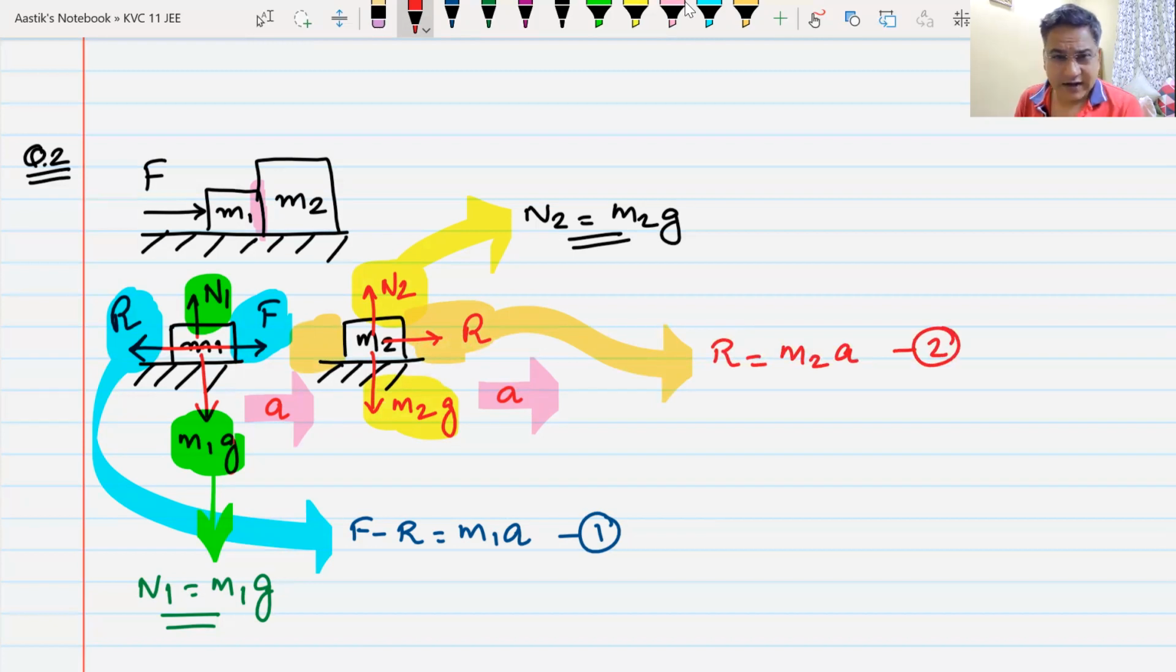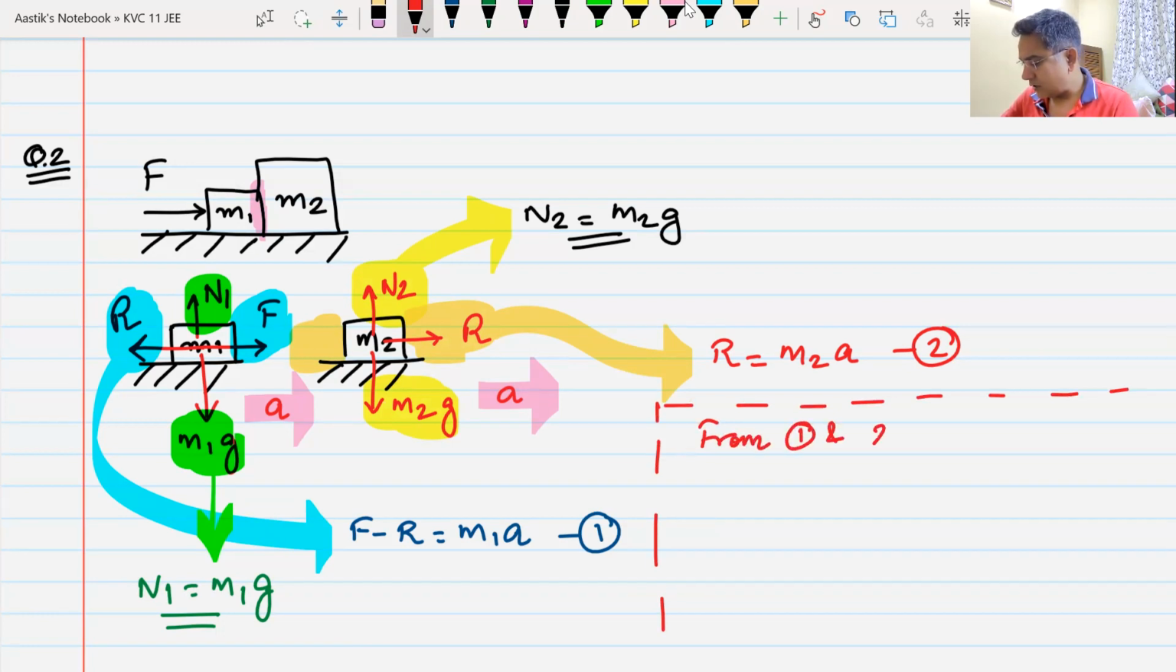Now I can simply add equation number 1 with equation number 2. R will get cancelled and I will get the value of acceleration. Can anyone tell me what is the value of acceleration? F by M1 plus M2. From equation number 1 and equation number 2, I can get the value of F upon M1 plus M2, which will be equal to A.